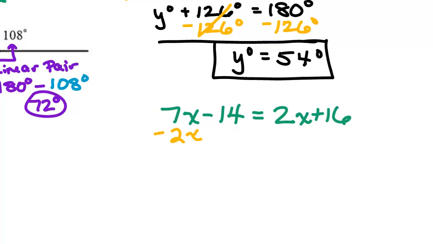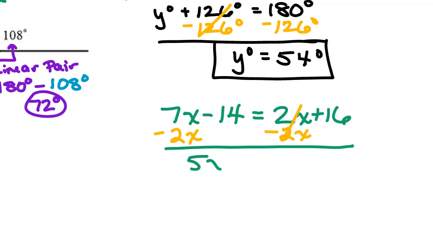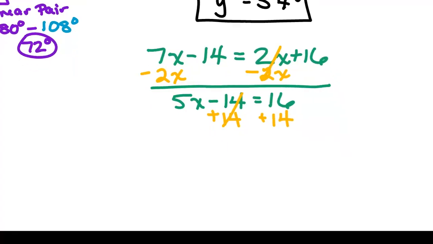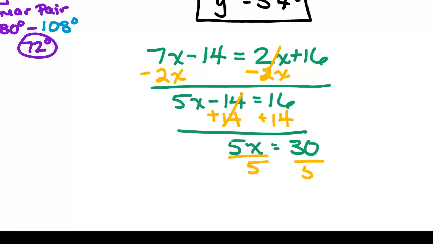So then I get my x's to the same side. I minus 2x from both sides. That gives me 5x minus 14 equals 16. Then I add 14 to both sides. What's 16 plus 14? 30. 5 times what gives me 30? 6. So x is 6.